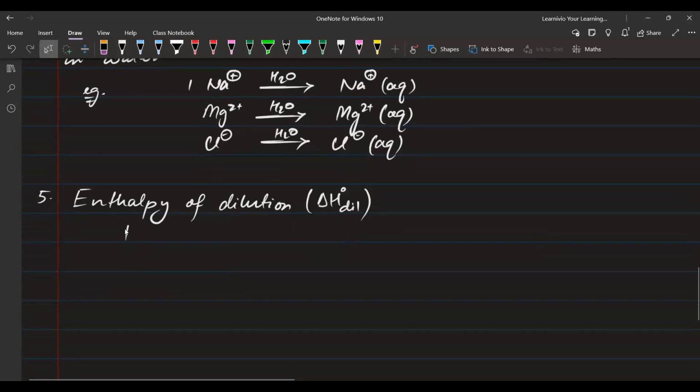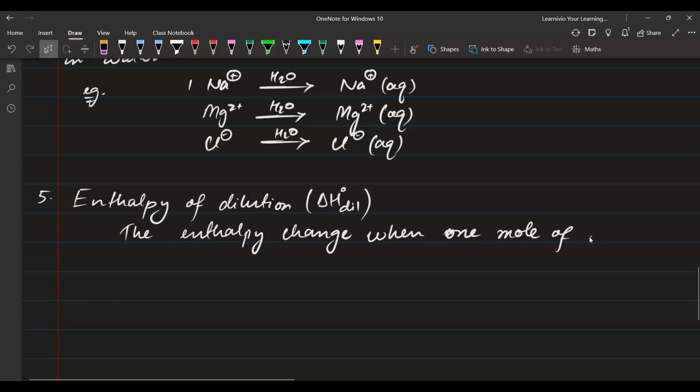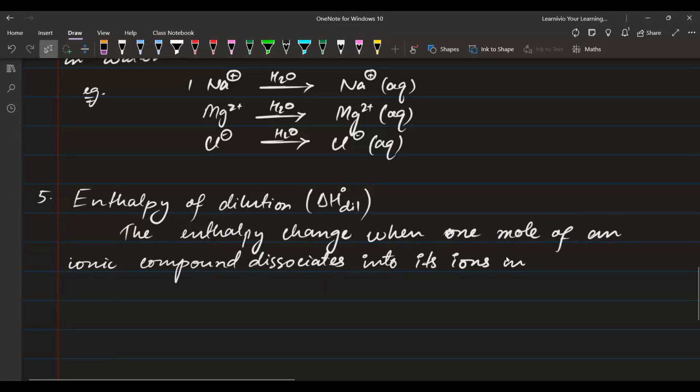You can write the enthalpy change when 1 mole of a compound dissociates into its ions in gaseous state.